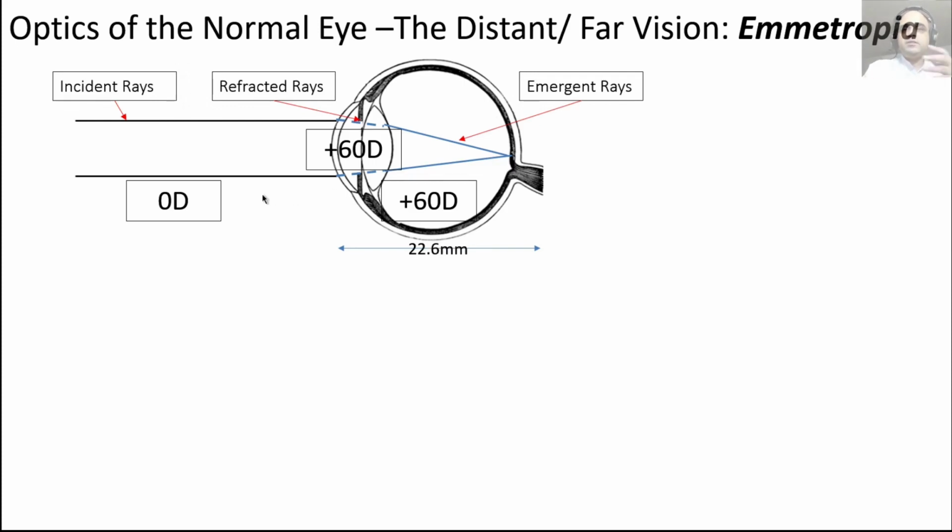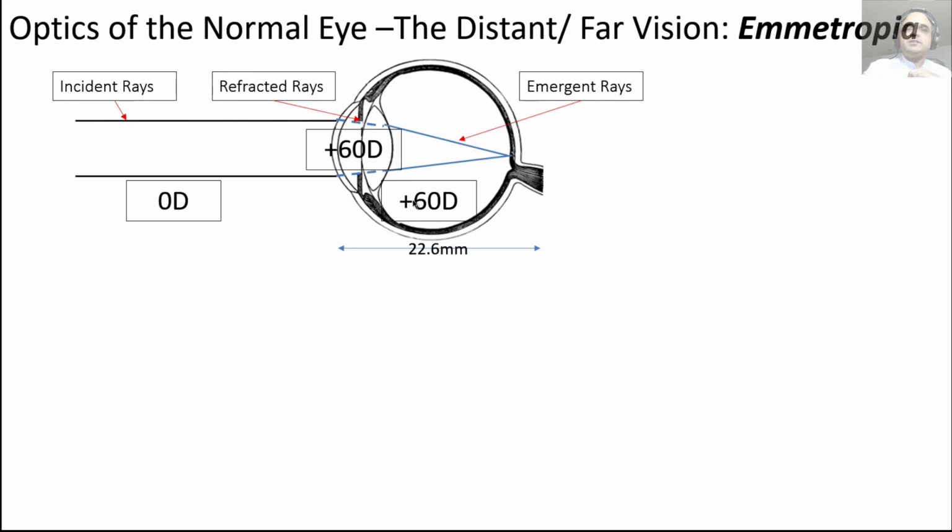So in other words, if we were to put this into an equation, the power of object light rays or incident light rays plus the power of the lens gives us the power of emergent light rays or image light rays. So the power of distant light rays is 0, the power of the eye is 60, and it's plus 60 because it's a converging medium.